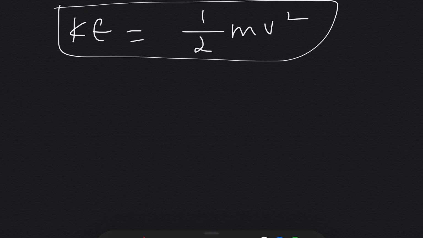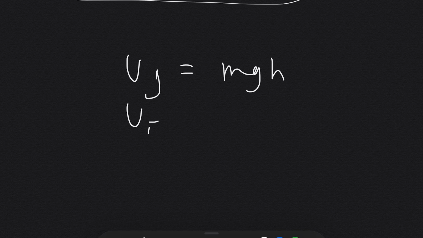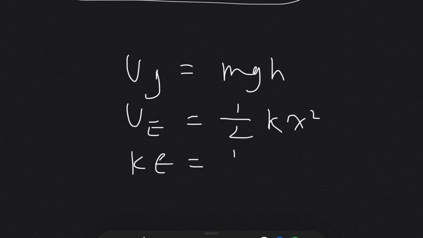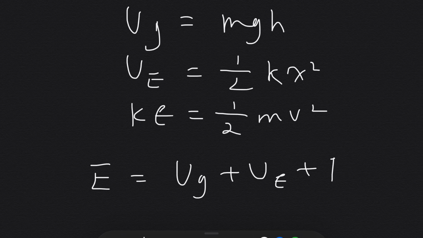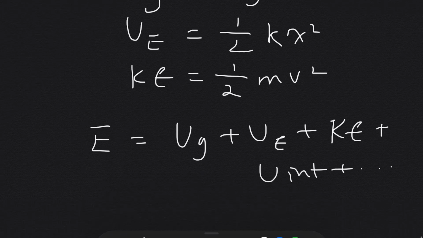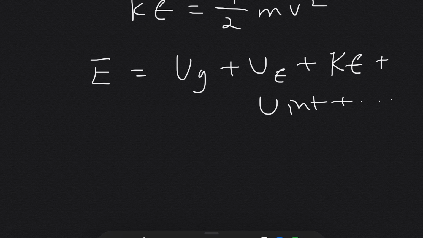Now that we know how to derive different energies, even if we can't derive them, we know what they are. We know gravitational potential energy is mgh. We know elastic potential energy is 1/2 kx squared. And we now know kinetic energy is 1/2 mv squared. So we have all these formulas, and now we can always say that the total energy is equal to the sum of all these energies. So it's Ug plus Ue plus Ke plus the internal energy and any other energies that are there. These aren't the only energies that exist, of course, but for our purposes, let's say that these are the only energies that exist.